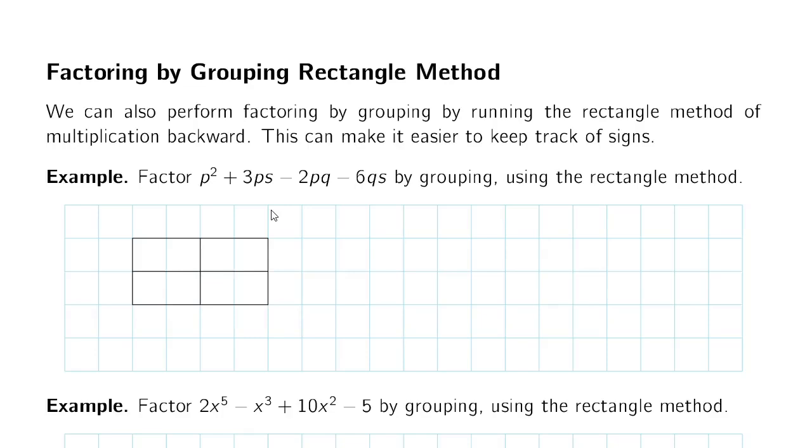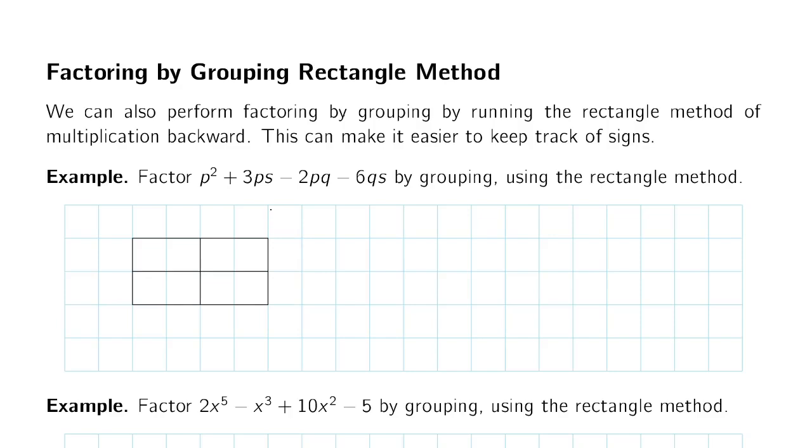It turns out that we can write out factoring by grouping using that rectangle method that we saw for multiplication, essentially just running the multiplication backward. And this actually makes a lot of the details of factoring by grouping, especially things like negative signs, a lot easier to keep track of. So let's see how we could do this.